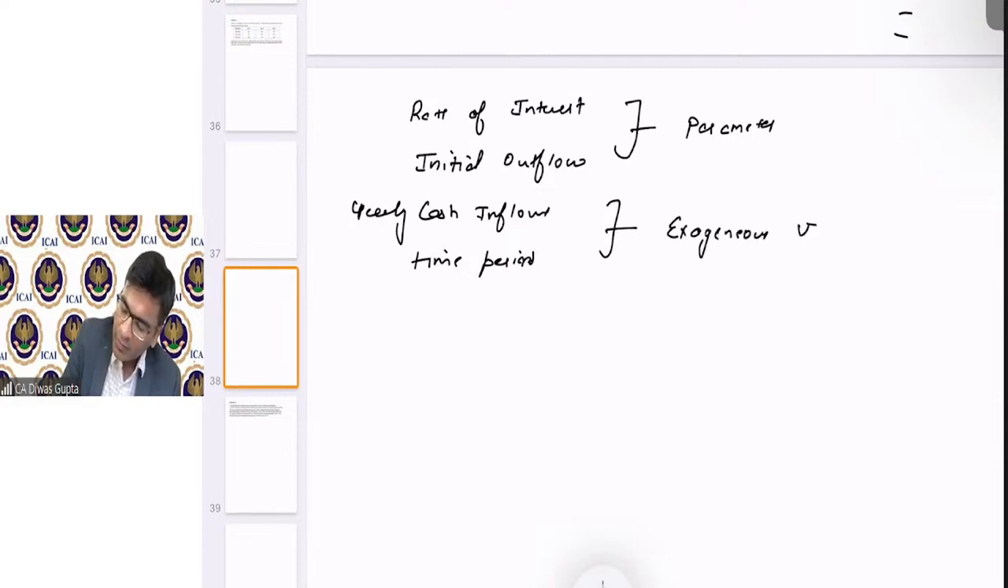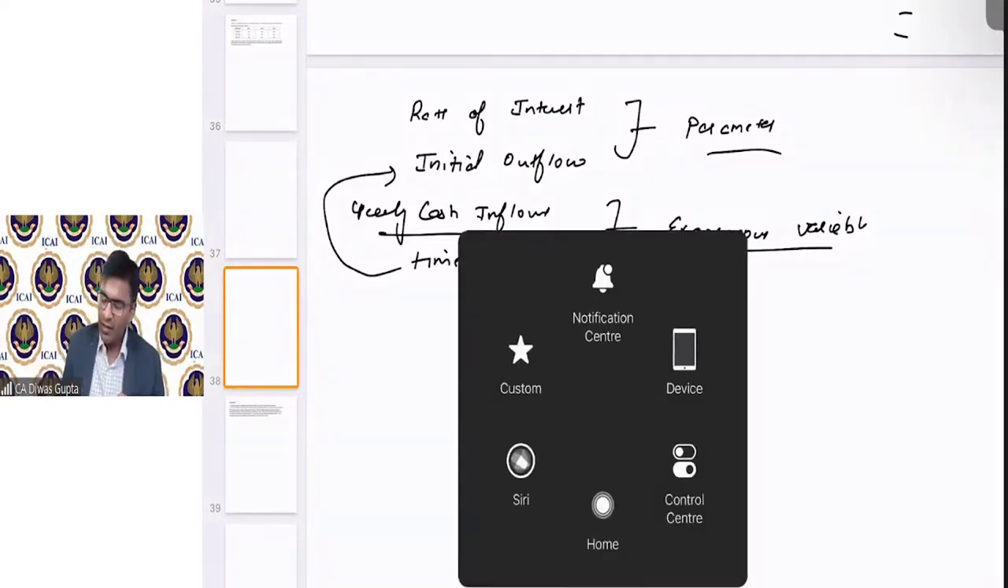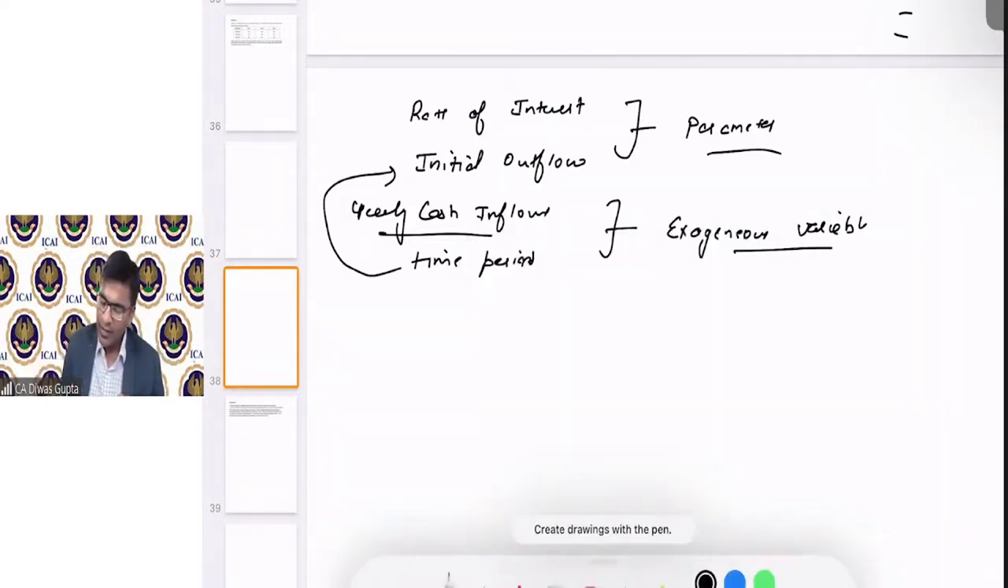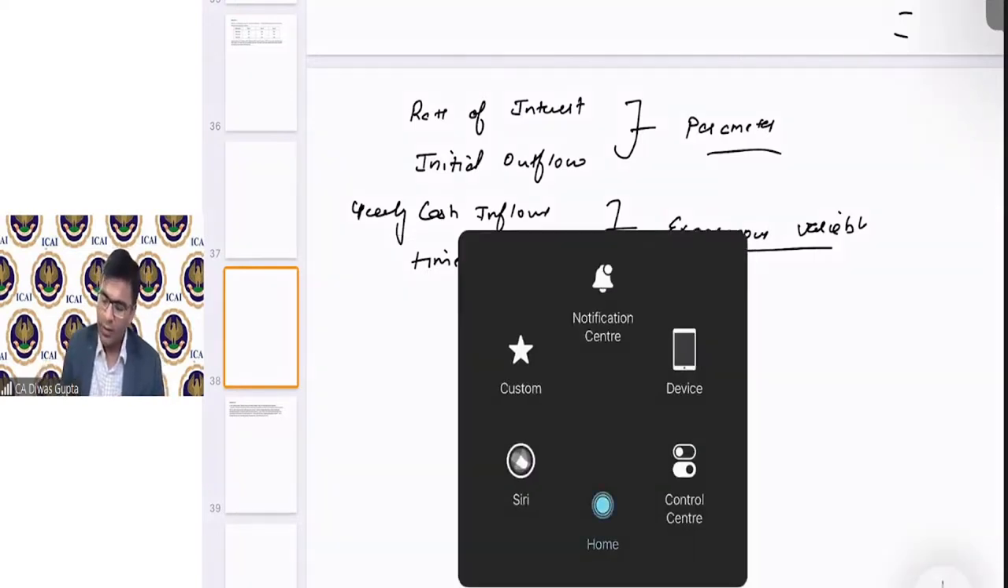Exogenous variable. Okay, this is up to me. I have defined it. So now you might ask, I can also say the time period in any other analysis I will keep as a parameter. I will only change the yearly cash inflows, right? But in this, the way the situation has been drafted, we are keeping the time period as an exogenous variable. Okay, students. Now let us go back.